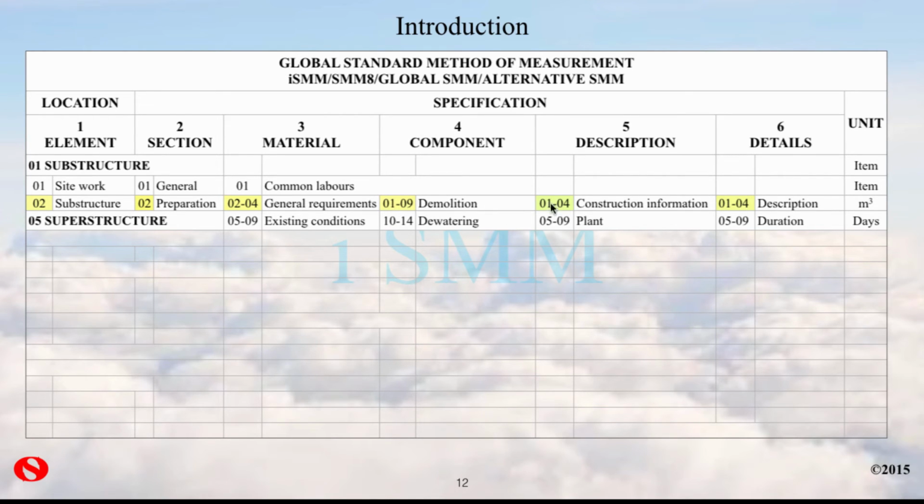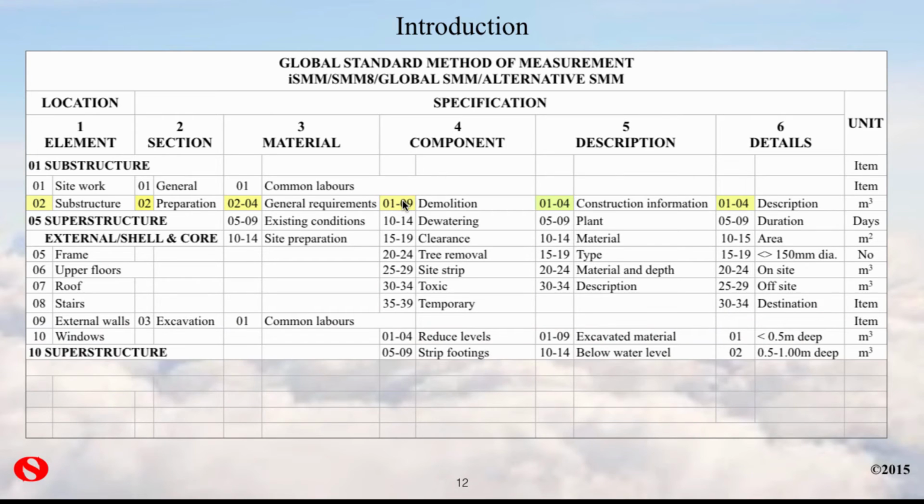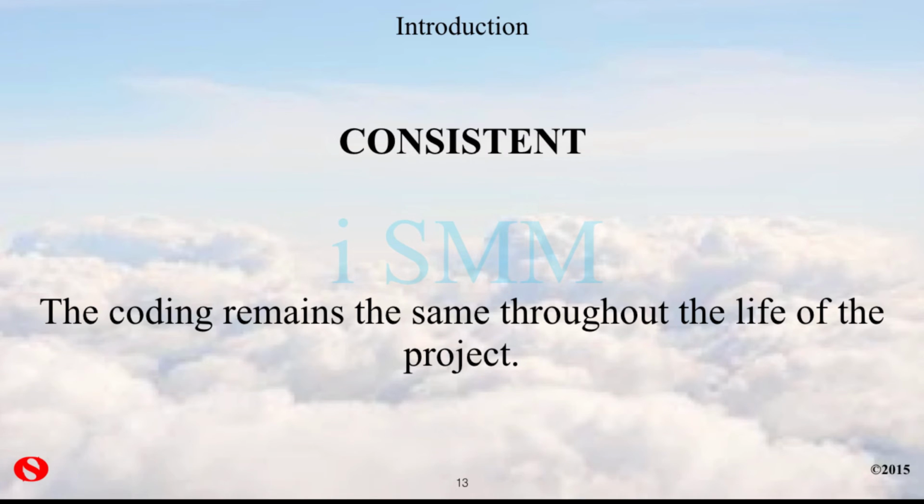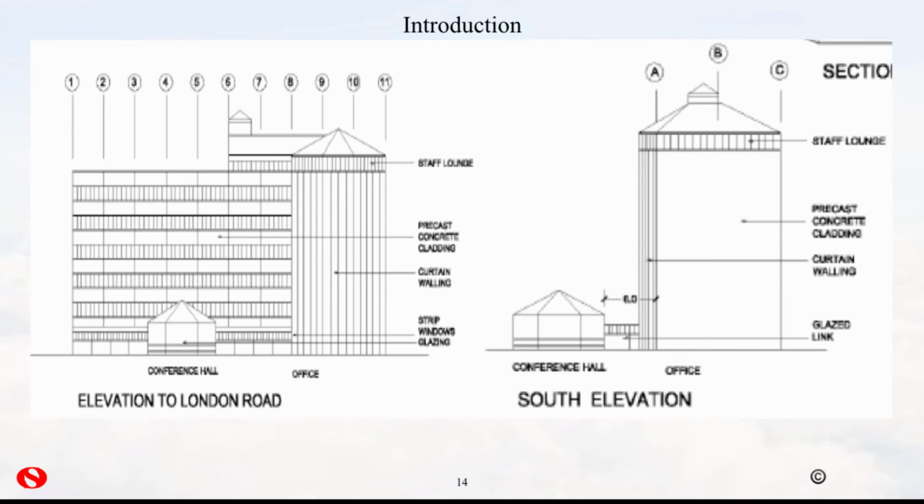And there are a series of ranges of numbers that can be used as these materials, components, etc. change their specification, so a separate and unique code can be provided for each one of those items. And so it goes through the whole of the standard method, providing coding opportunities for every item. And it's consistent, therefore. The coding remains the same for that item throughout the life of the project.